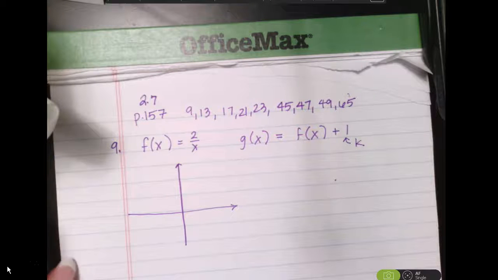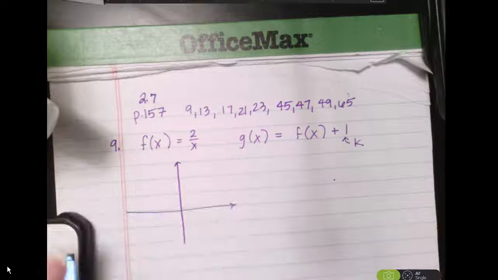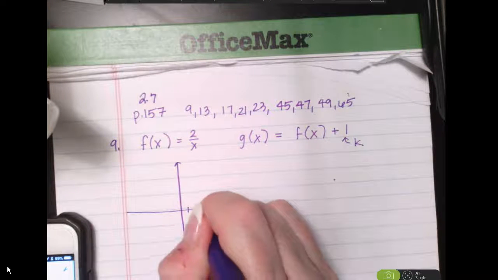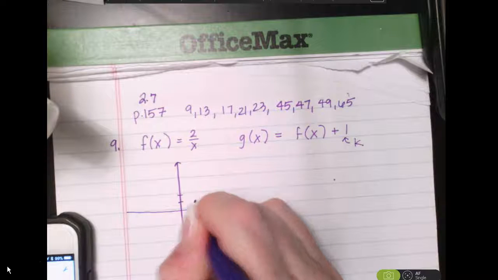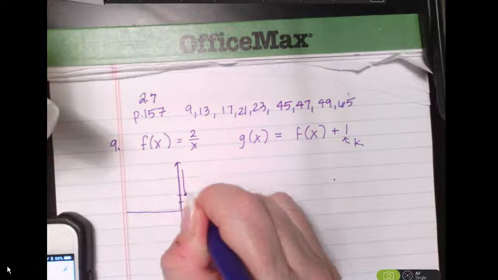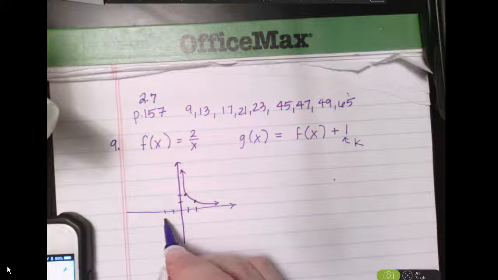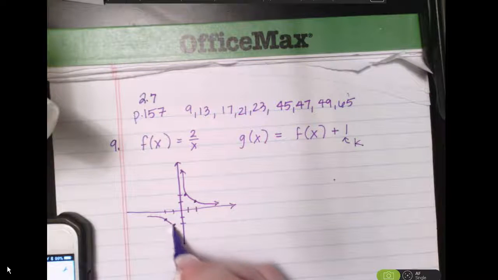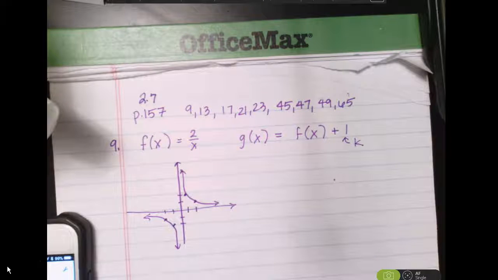And also I want you to notice your 2 over x graph. You've got a couple of critical points at (2, 1) and (1, 2). So remember that the parent function was at (1, 1). So (2, 1) and (1, 2) is the original. And the original has asymptotes on both of the axes.